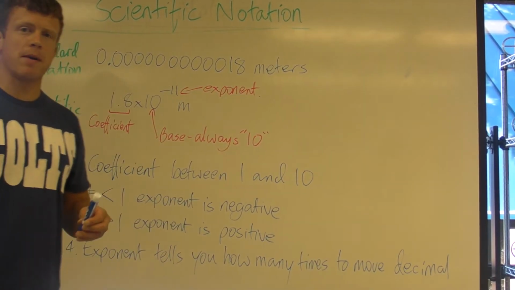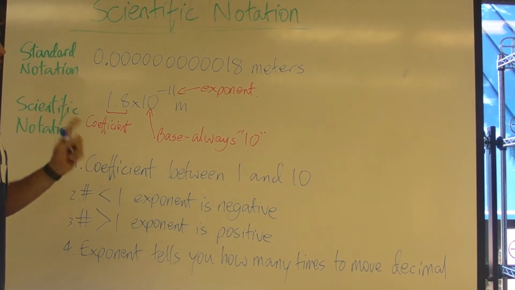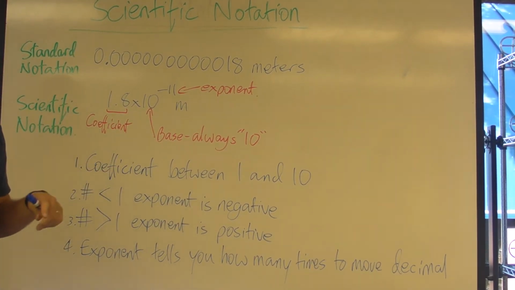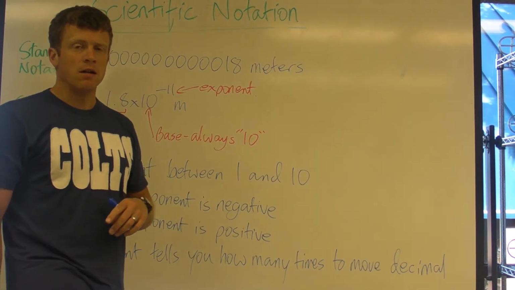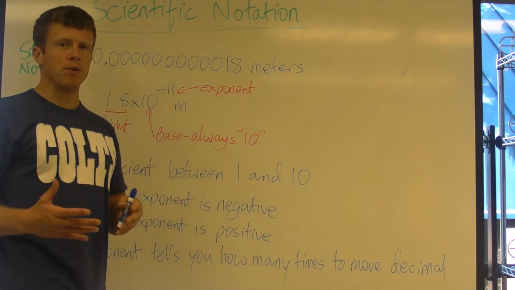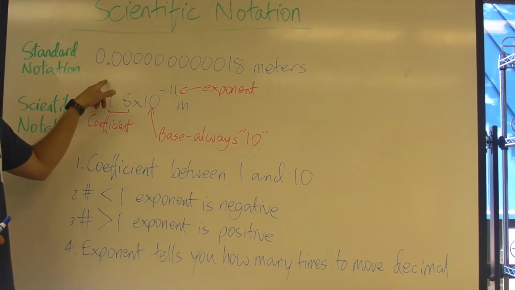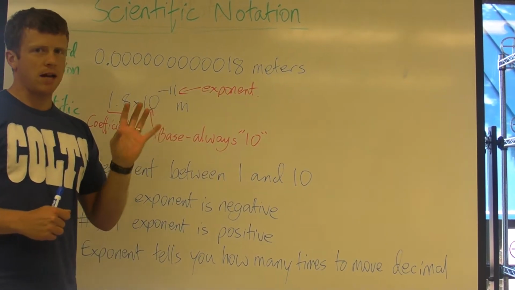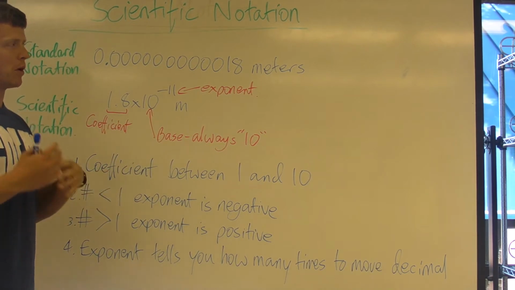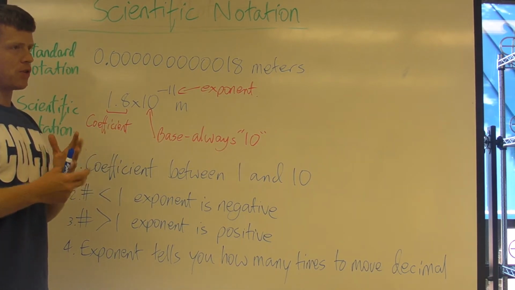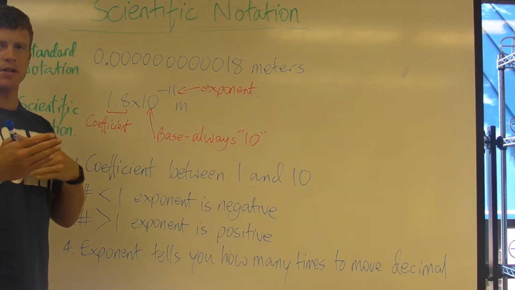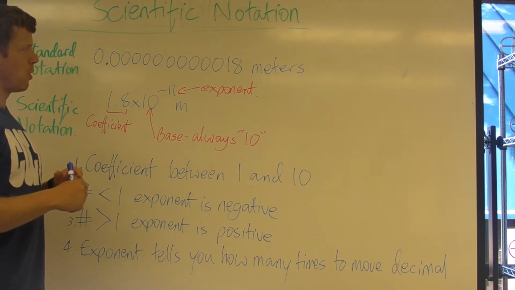So this video is going to be about scientific notation. We use scientific notation in chemistry and lots of other sciences because we deal with really big, really small numbers. For example, this number that's written on the board is roughly the diameter of an atom. So we're going to be dealing with sizes of atoms, so diameter, mass, and so on.